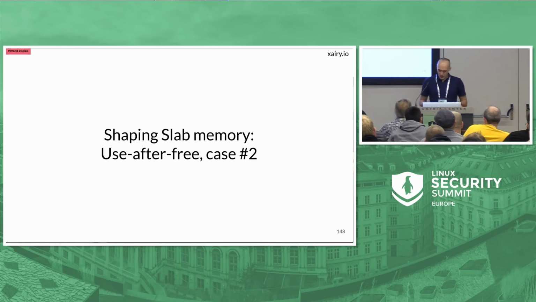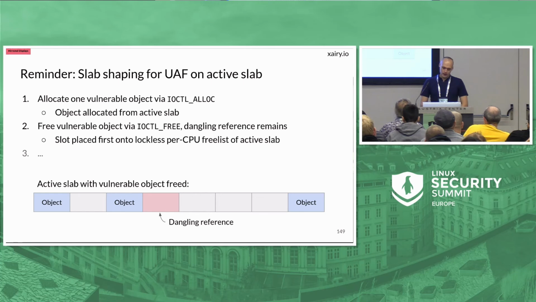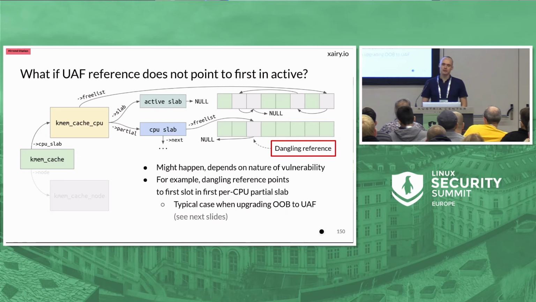All right, so let's discuss a more complicated case of shaping memory for use after free attack. This is what we discussed before. This was the simple case when we're interacting with a lockless per CPU free list. We allocate the vulnerable object, free the vulnerable object. At this point, it's last on the lockless per CPU free list. We can just allocate one target, and it's going to be placed again onto the same spot, and we're going to reclaim it. But in practice, it might happen that your use after free vulnerability is different.